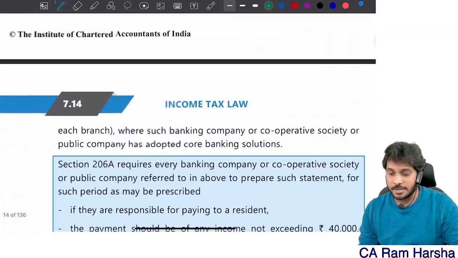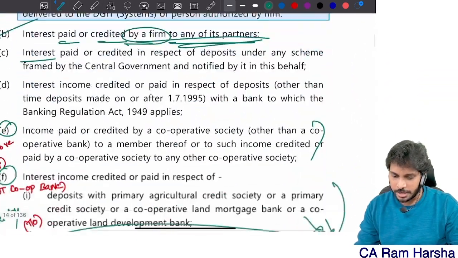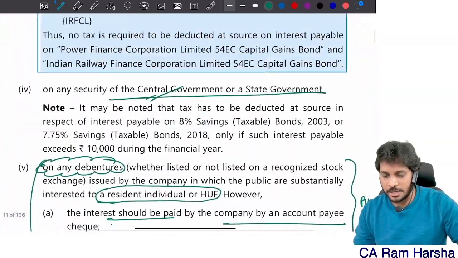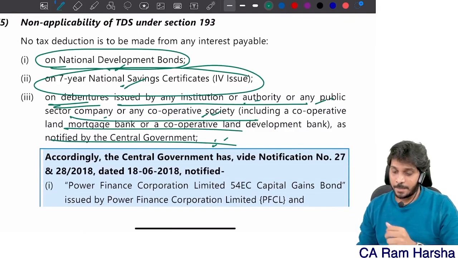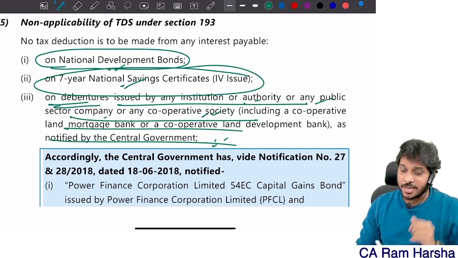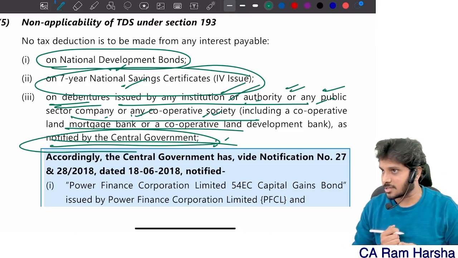Further, interest paid. That's enough actually. In 193, one point I have to cover. In 193, interest on securities, right? TDS will not apply on interest on securities paid by some institution or authority or public company, whatever it is, as notified by government.